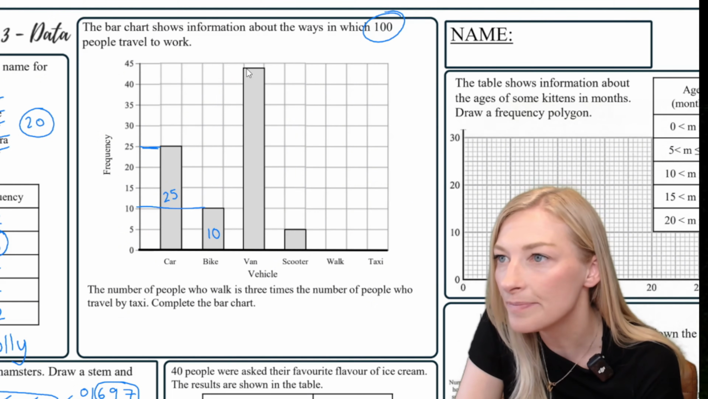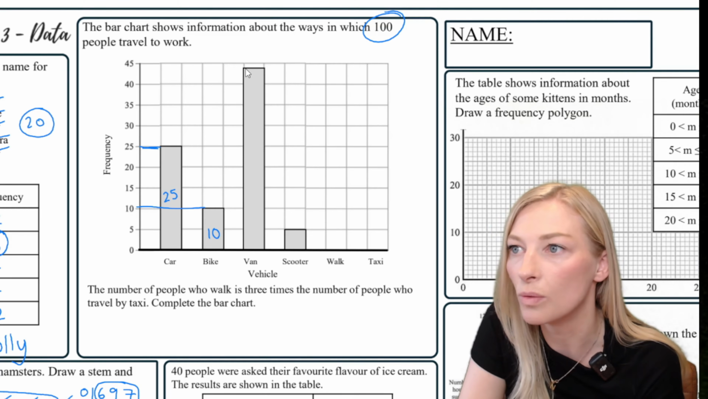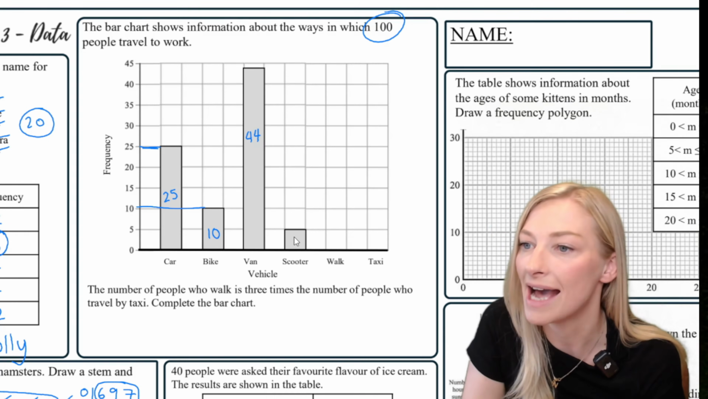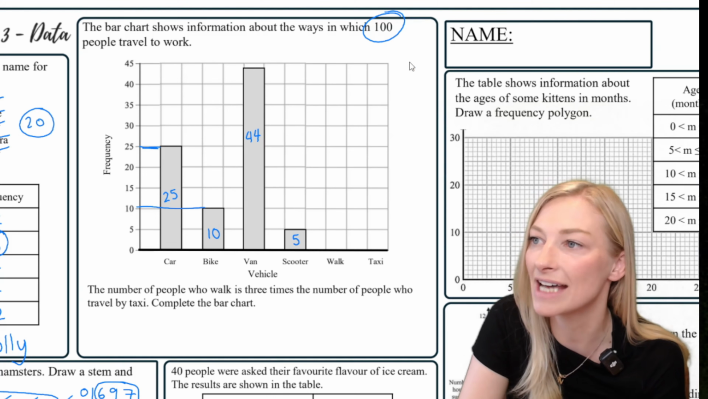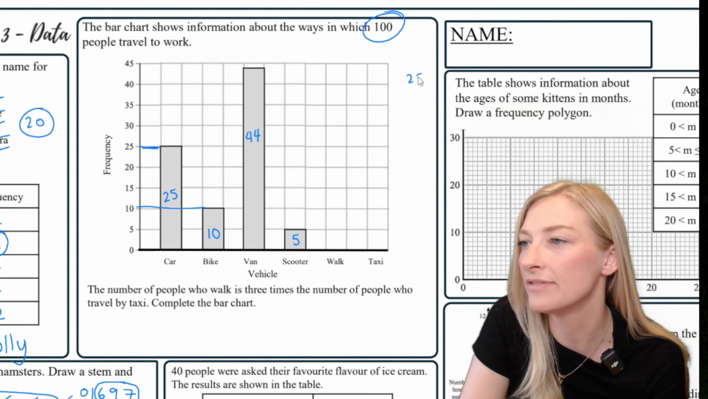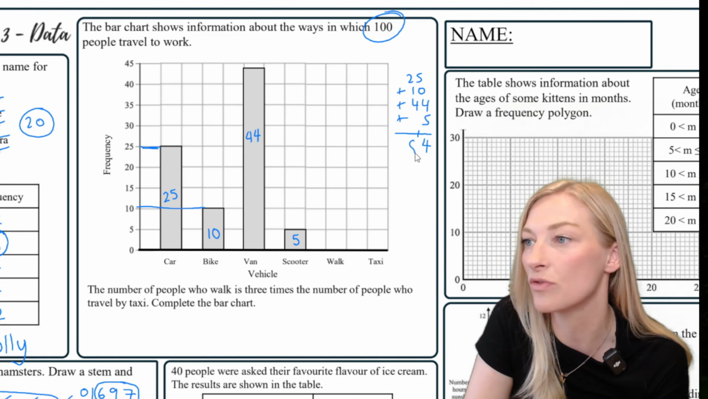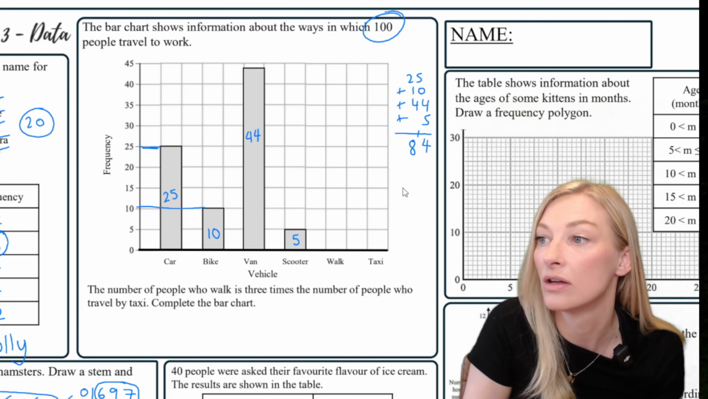For van, I would say that is 44. We're just a little bit less than 45. So let's say 44 people there. And scooter is 5. So let's add up what we've got so far. 25, add 10, add 44, add 5. 5 add 4 add 5 is 14. So 4 carry the 1. 2 add 1, add 4, add 1 is 8. So we've got 84 so far.